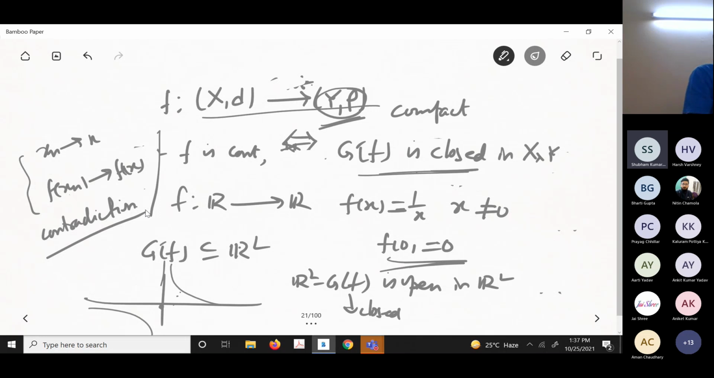Then you will end up in a situation where the graph cannot be closed. Do it by contradiction. You use the sequential characterization of continuity and use contradiction. This is where compactness is coming in. These are all problems with compactness.